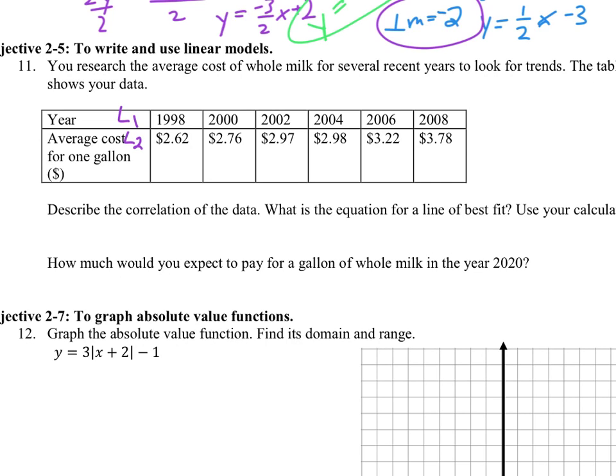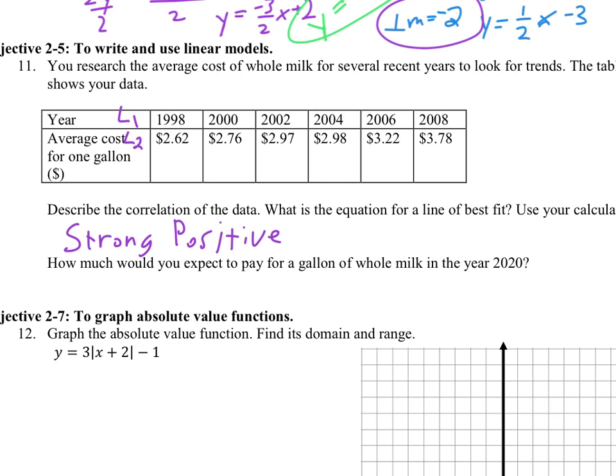If you look at the correlation, again doing the stat plot, you might do a Zoom 9 to fit the window to the data. And then this would be a strong positive correlation. Again, we can tell that because from left to right the scatter plot is going to go up and they're going to appear fairly close to a line.